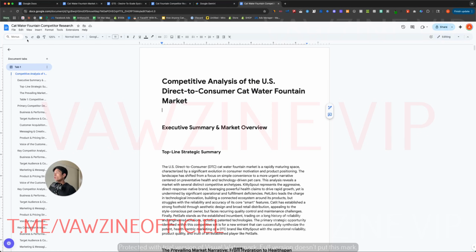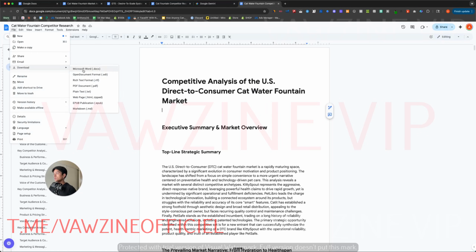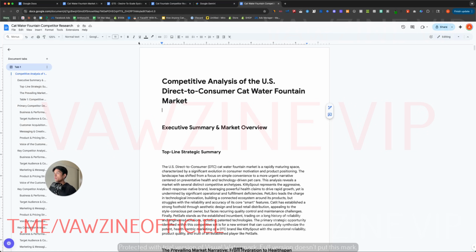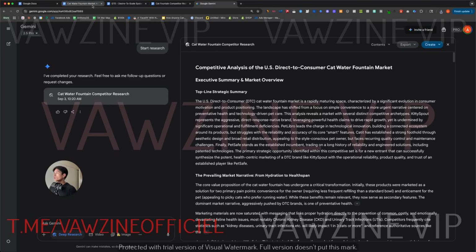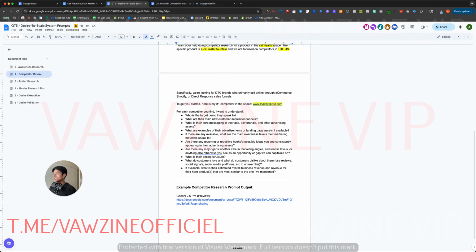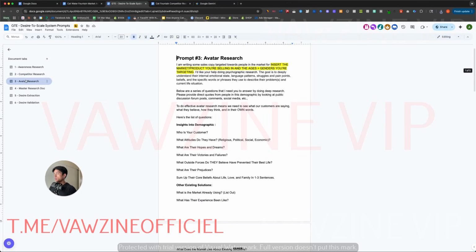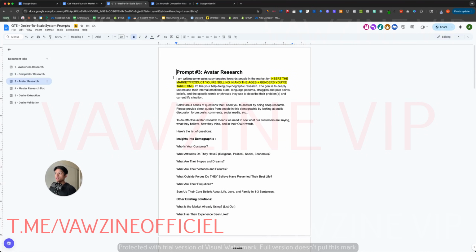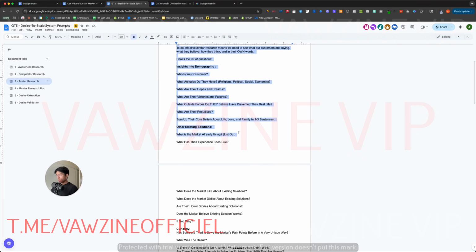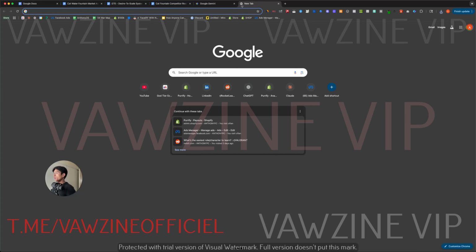Okay, so that's the competitor research document. We're going to download this as a PDF, and we're pretty much done with this document now. So we can go back to our desire to scale system prompts, and we can go into our next prompt, which is avatar research.